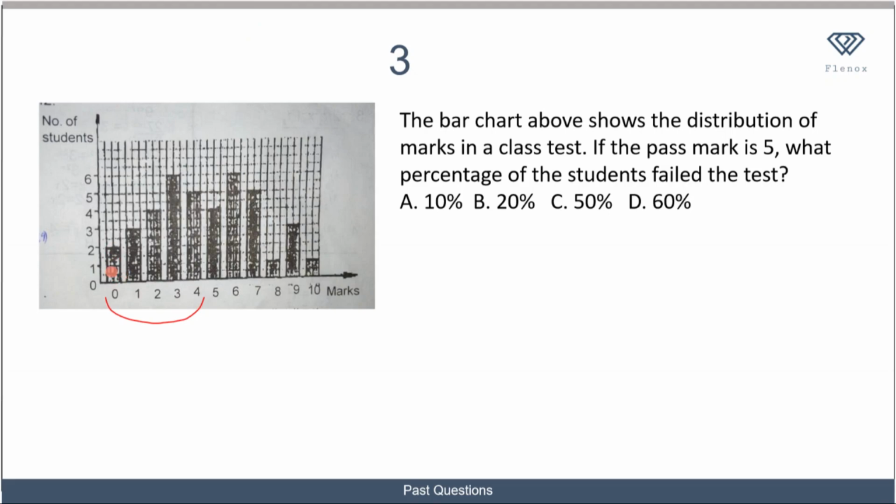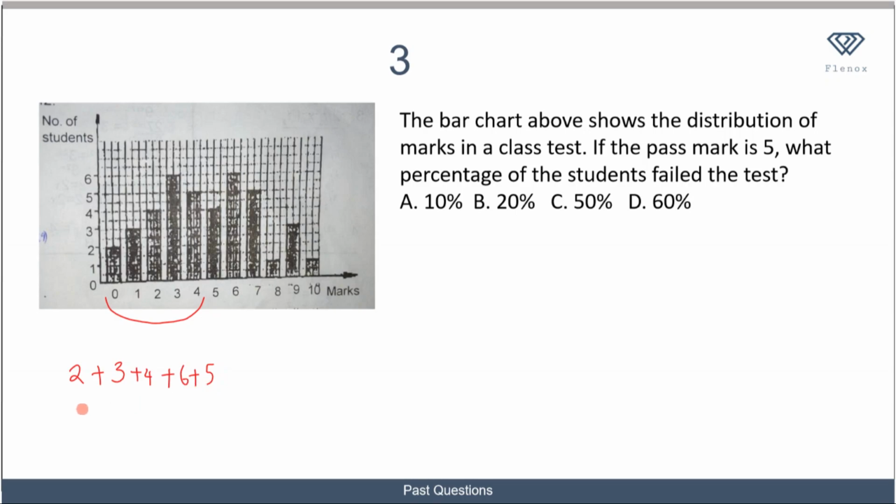So how many students got a mark of 0? If we trace it up, we can see the frequency, or the number of students that got a mark of 0, to be 2. How many students got a mark of 1? When I trace it up, it is 3. For a mark of 2, I have 4. For a mark of 3, I have 6. And for a mark of 4, I have 5.